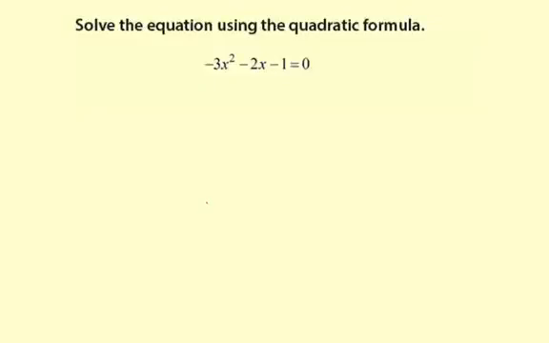Solve the equation using the quadratic formula. We have negative 3x squared minus 2x minus 1 equals 0. First step is to graph the related function y equals negative 3x squared minus 2x minus 1, and then see how many and what type of solutions we can expect.